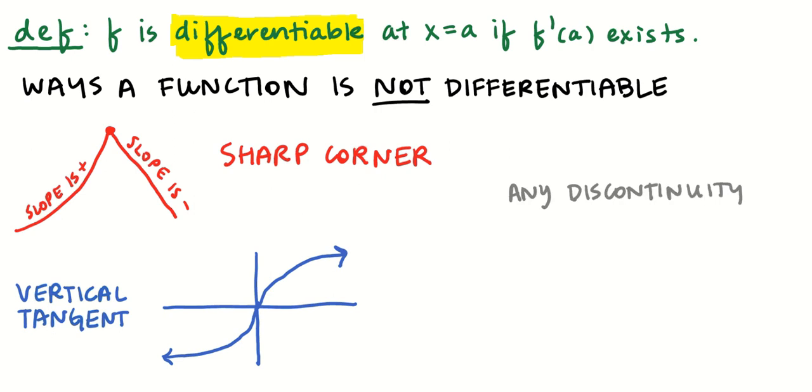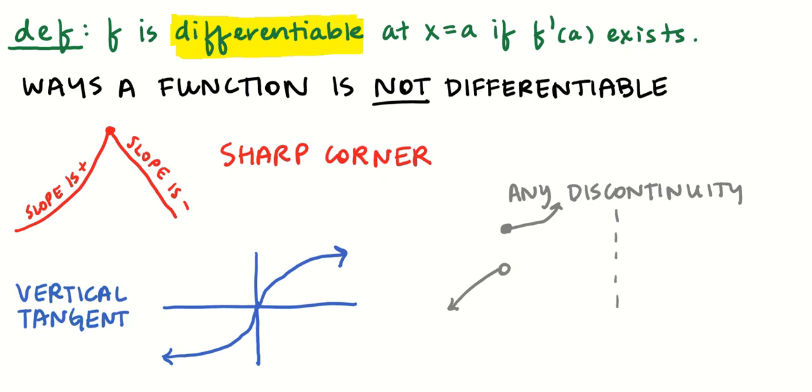And the last way a function could be not differentiable is at any place that it has a discontinuity. It won't be differentiable, because remember that f prime of a represents the slope of the tangent line. If I had, say, a jump discontinuity, where would I even put a tangent? There's no place to put a tangent, because we can't put it on both pieces. It just doesn't make sense.